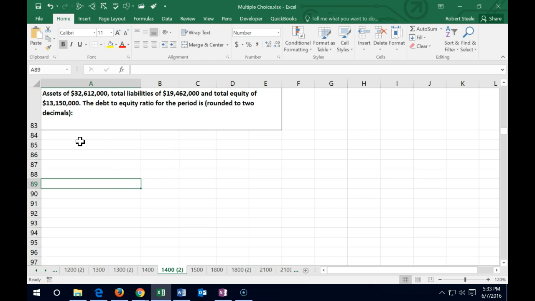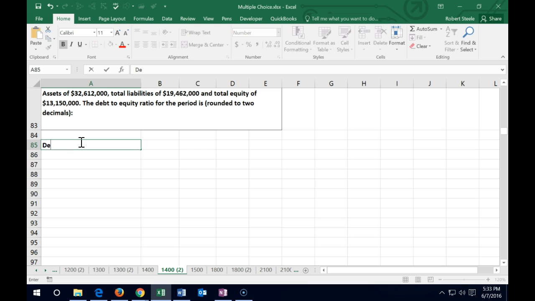Next one says assets of 32,612,000, total liabilities of 19,462,000, and total equity of 13,150,000. The debt to equity ratio for the period is what? So the debt to equity ratio is pretty easy to calculate. It actually tells you exactly what it is. It's debt over equity. It's a ratio. It's the debt compared to the equity.